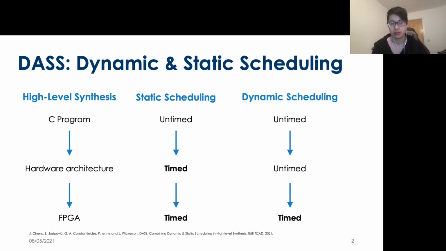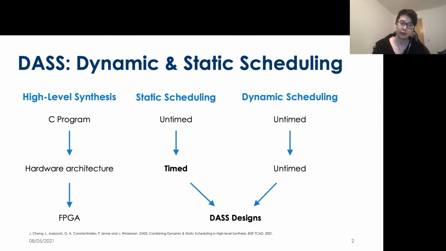Traditionally, HLS tools use static scheduling, which determines the time behavior of hardware at compile time. And this is amenable for programs with simple control flows. Recently, there are HLS tools that dynamically schedule the hardware using additional handshake interface. And this is amenable for programs with complex control flows or dependencies. So both of them have advantages and disadvantages.